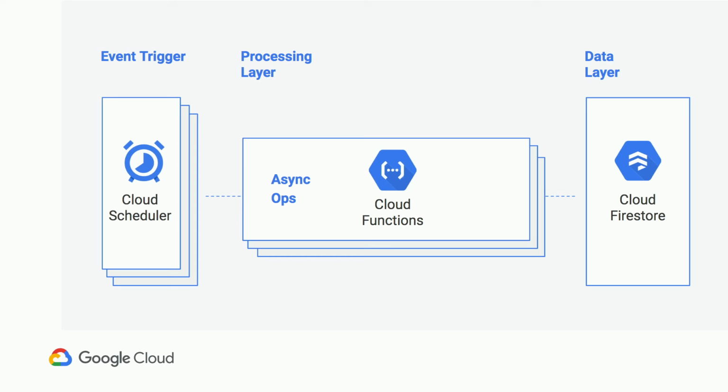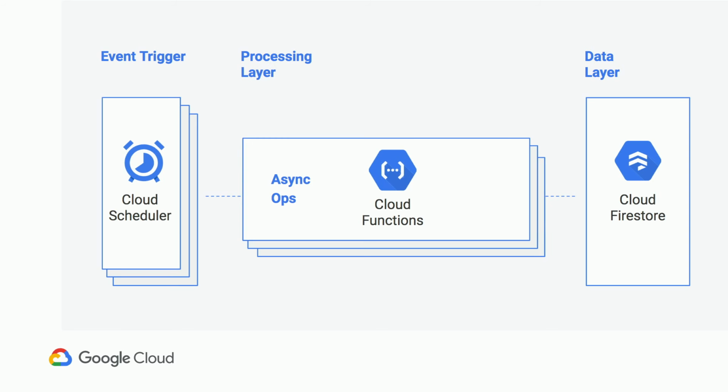Now let's take a look at the processing layer for the asynchronous operations. Previously we took a look at the front-end web application. Now we'll look at what actually happens asynchronously. In the processing layer, we have a product called Cloud Scheduler. Cloud Scheduler will emit events, and these events trigger Cloud Functions, which then wake up to handle that request asynchronously.